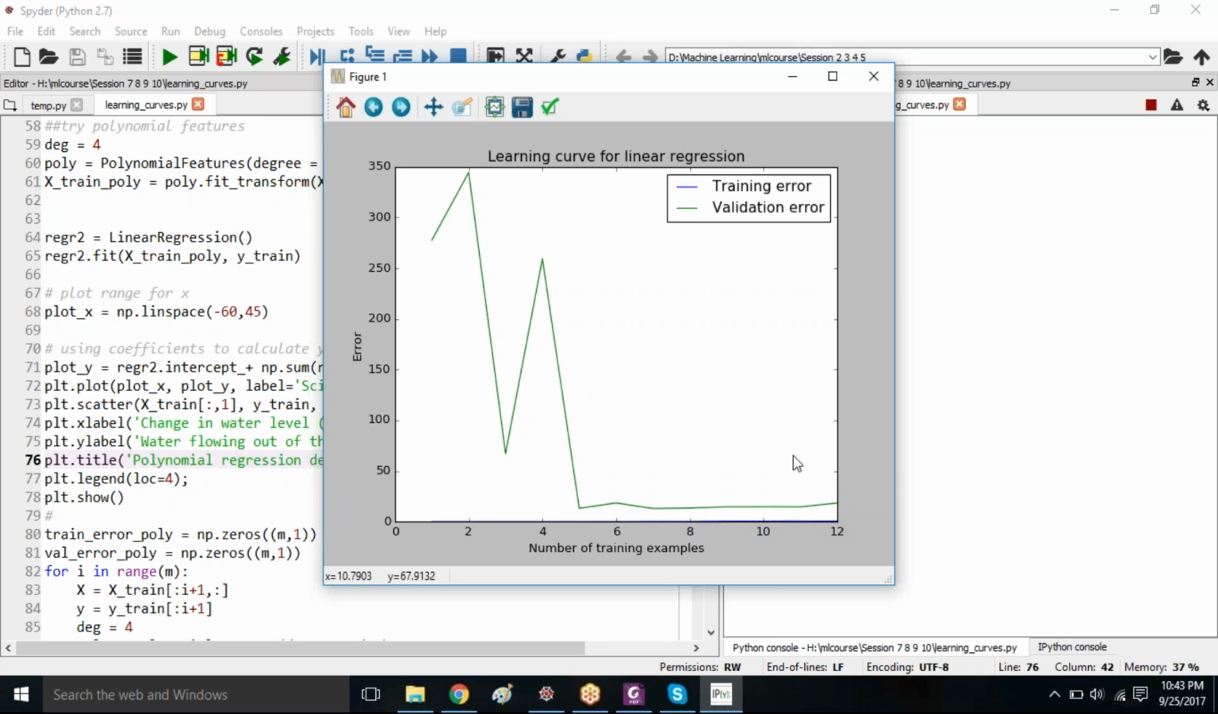And the validation error, if you see with 12, it is the same, 10 or 11. In between, with 4 or 5 data points, it is fluctuating. Sometimes it is decreasing, sometimes it is increasing. But finally, with 12 data points, it is around this.